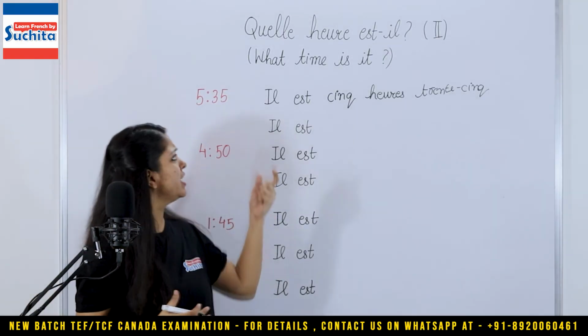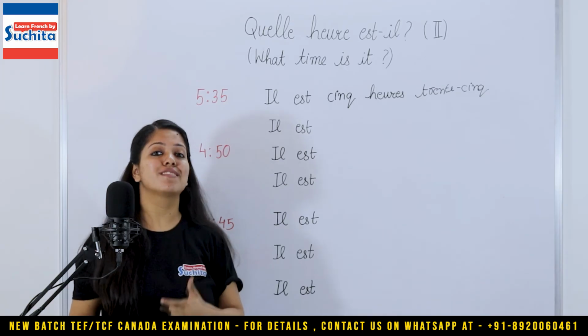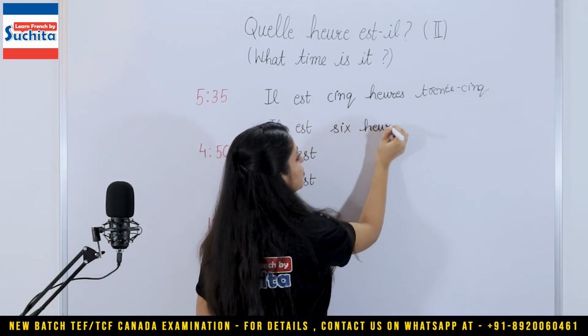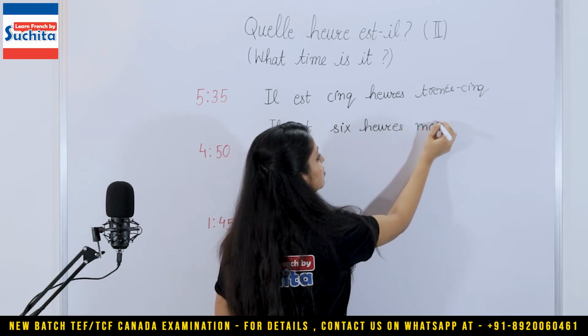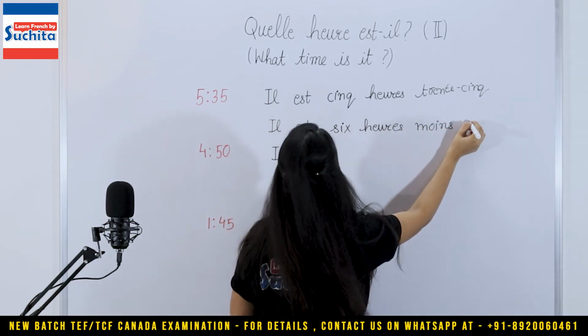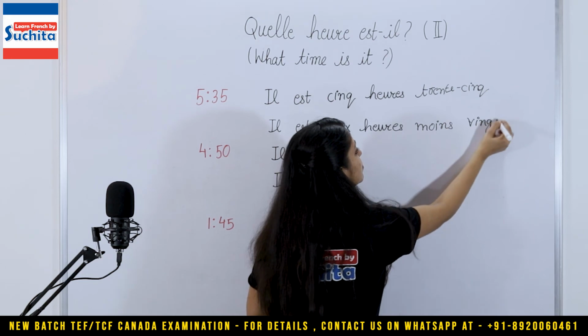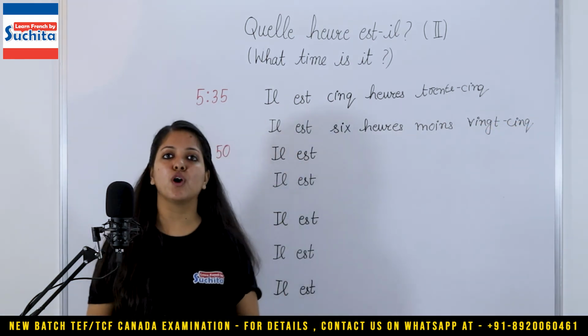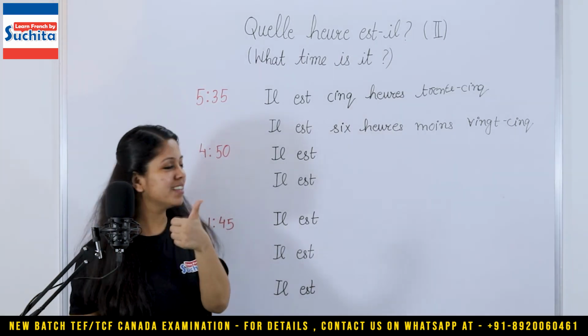But you have another way of saying it is 25 minutes to 6. Il est 6h moins 25. Très très bien.